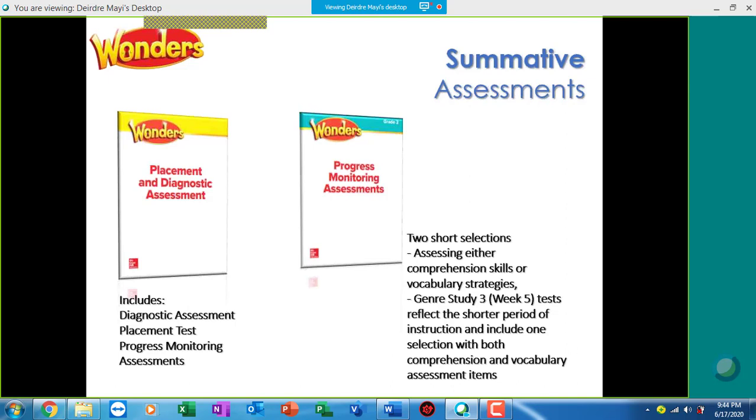you will have students read 2 cold reads, and the assessment will either assess comprehension skills or vocabulary strategies. But remember, Genre Study 3 is short. So the Genre Study 3 assessment will only have one selection, okay? So you will have some questions about comprehension and some questions about vocabulary, okay? So the Genre Study 3 assessment is a little bit different.